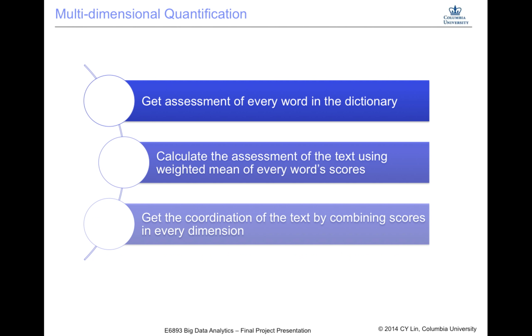Here are the steps of the multi-dimension quantification. We first get the assessment of every word in the dictionary, and then we calculate the assessment of the text using weighted means of every word's scores. The next step is that we get the coordinates of the text by combining scores in each dimension.